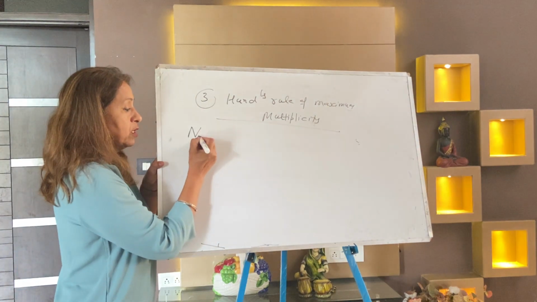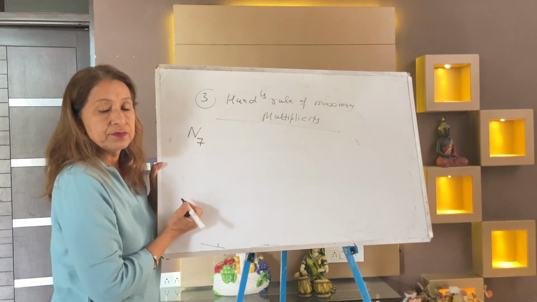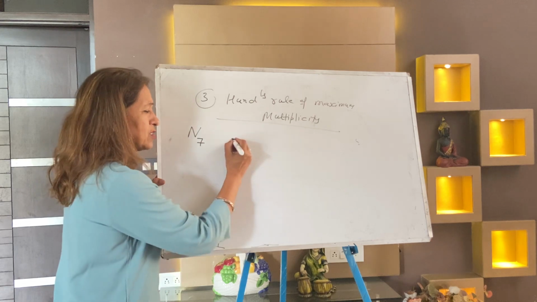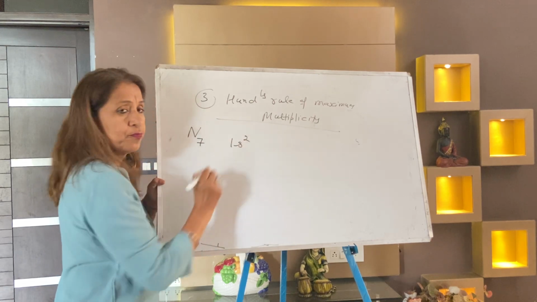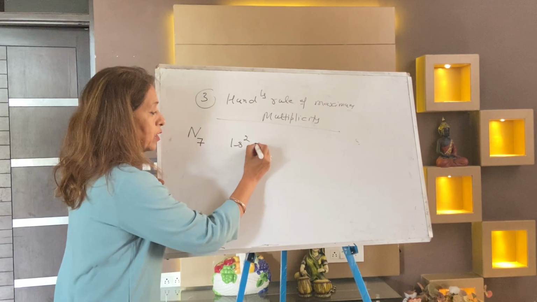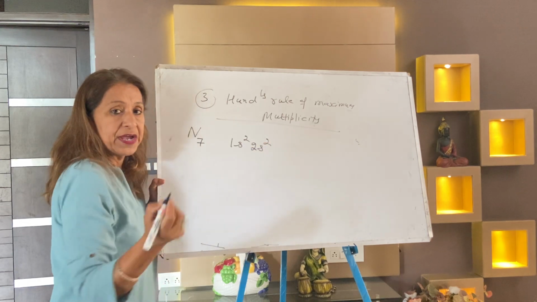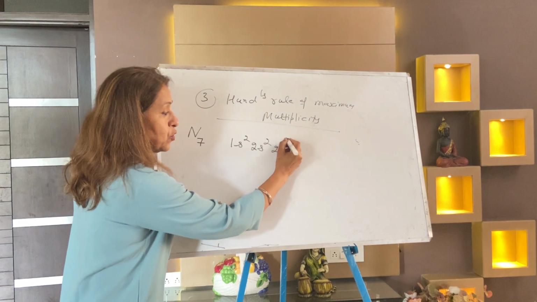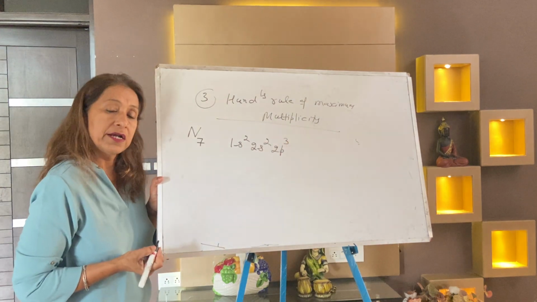Write down nitrogen, atomic number 7. Okay, let us start taking the longest system. Write down 1s2 because it is 7. 2s2. Check the diagram, students. After 2s is 2p. It's 2p3. Is it okay? Let us make the diagram.